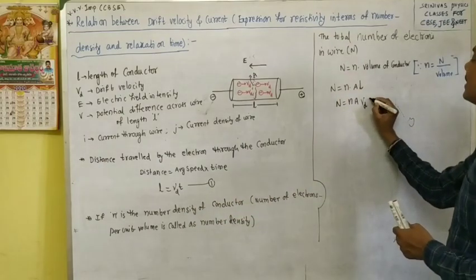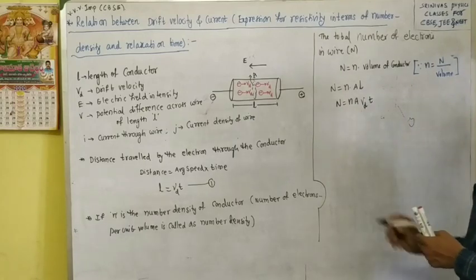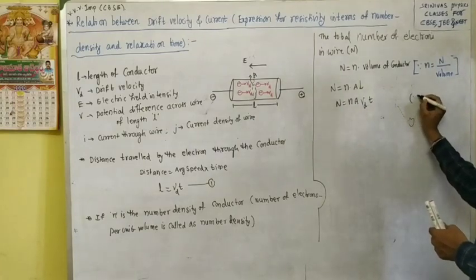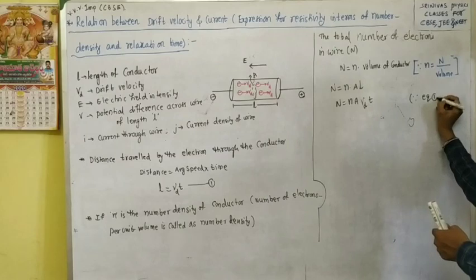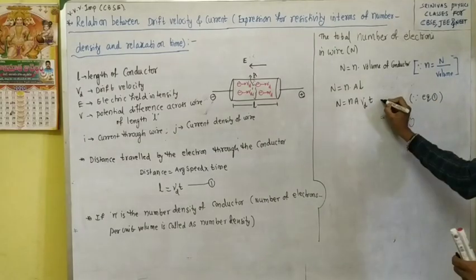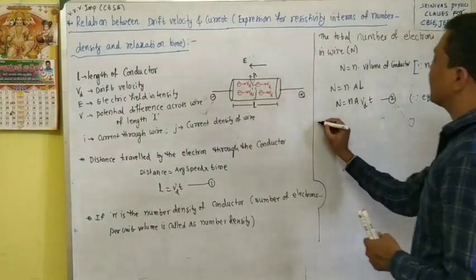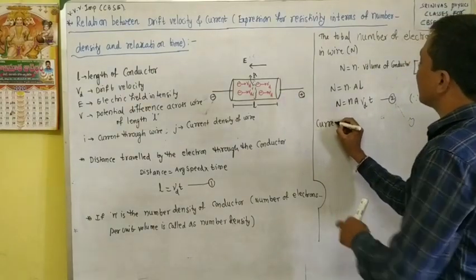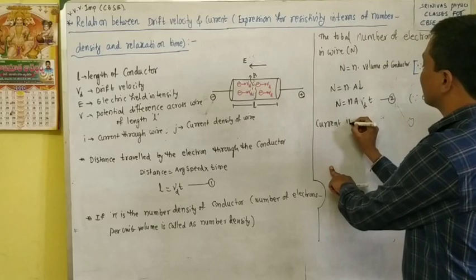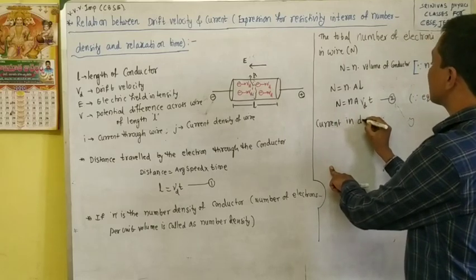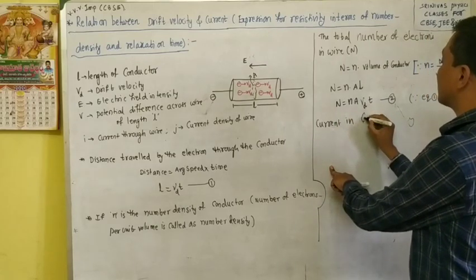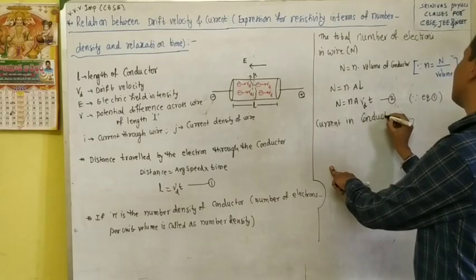VDT. Remember that V is suffix D, not V into D. V suffix D means drift velocity. This is from equation 1. Here we got the number of electrons in the conductor. How much current flows in the conductor? How to find out the current? You know already very well.